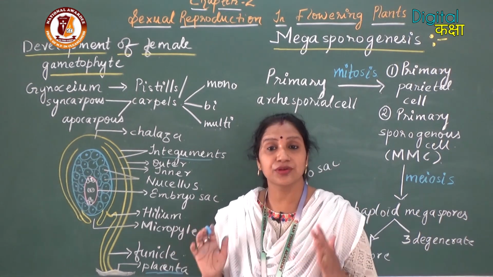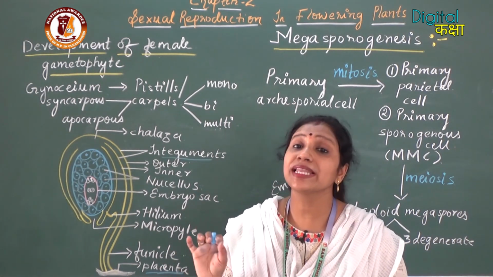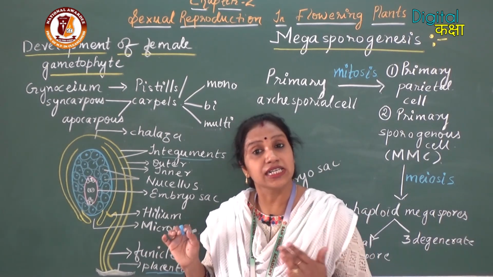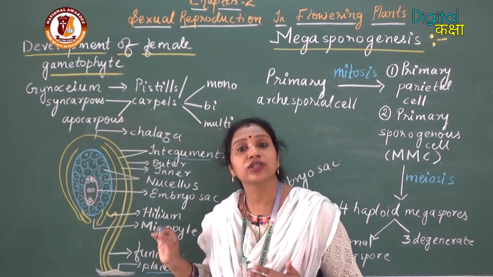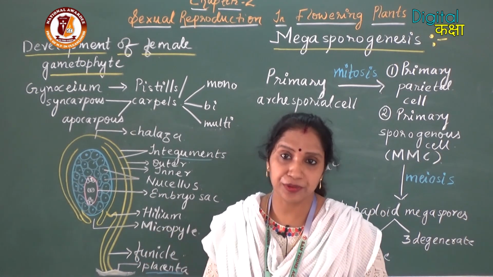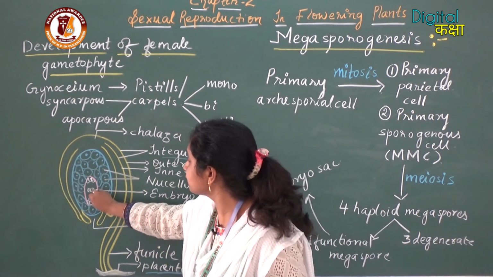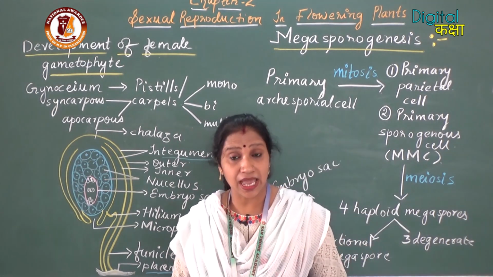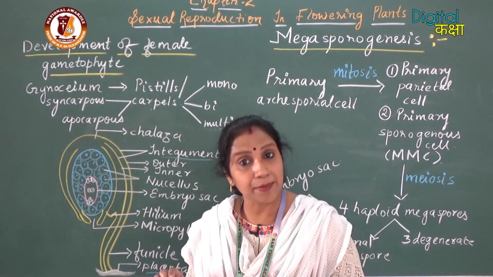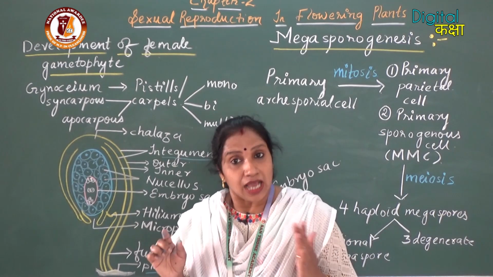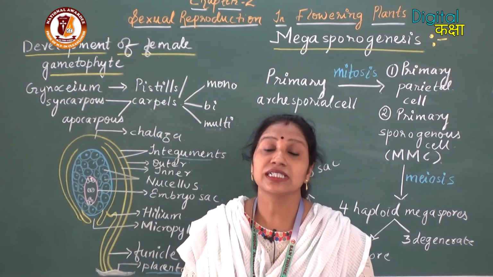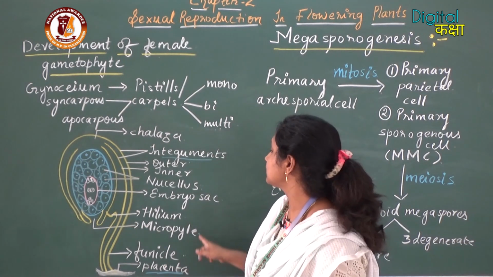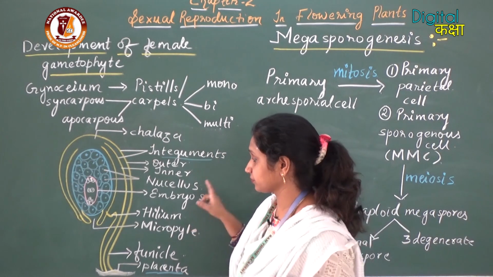Embryo sac is the region where the female gamete is present, and after fertilization the development of the zygote into embryo takes place. Okay, so in the center region you can see the embryo sac is there. In this embryo sac the female gamete is there, and after fertilization the development of the zygote into embryo occurs inside the embryo sac.